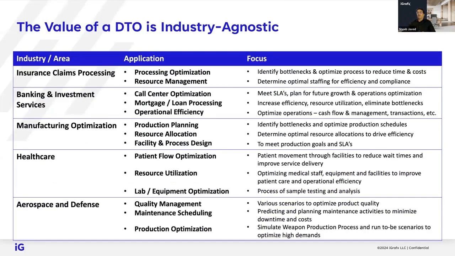Of course, there are many, many different areas where DTOs can be used. They're industry agnostic. We've listed some over here. You have insurance claims processing, banking and investment services, manufacturing, healthcare, aerospace and defense. Pretty much any business operation, any complex operation that you do, whether it's production planning or supply chain optimization or patient flow optimization, customer onboarding, any number of those things can be modeled and optimized using DTOs.